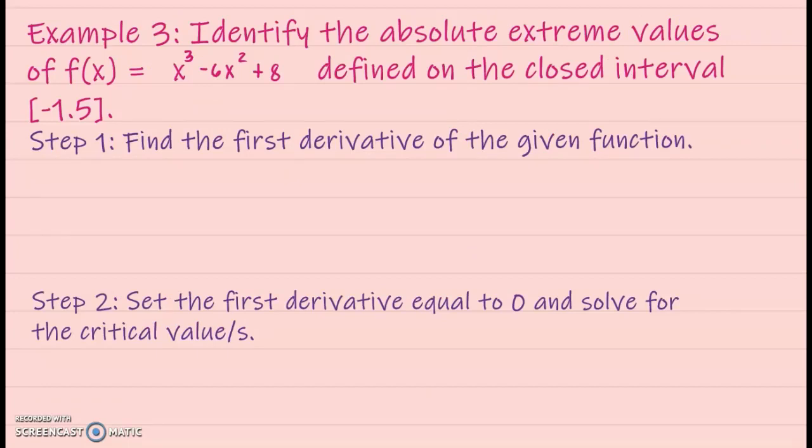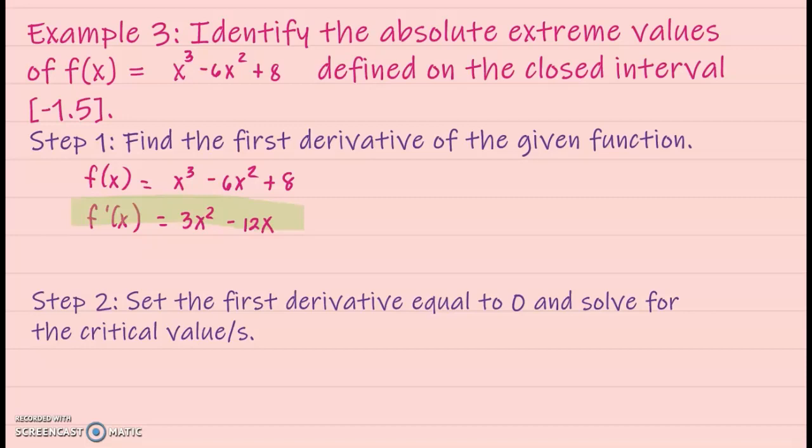Example 3. Find or identify the absolute extreme values of f of x equals x cubed minus 6x squared plus 8, defined on the closed interval from negative 1 to 5. So step 1, find the first derivative of the given function. So we have f of x equals x cubed minus 6x squared plus 8. So f prime of x is equal to 3x squared minus 12x. So that is our first derivative.